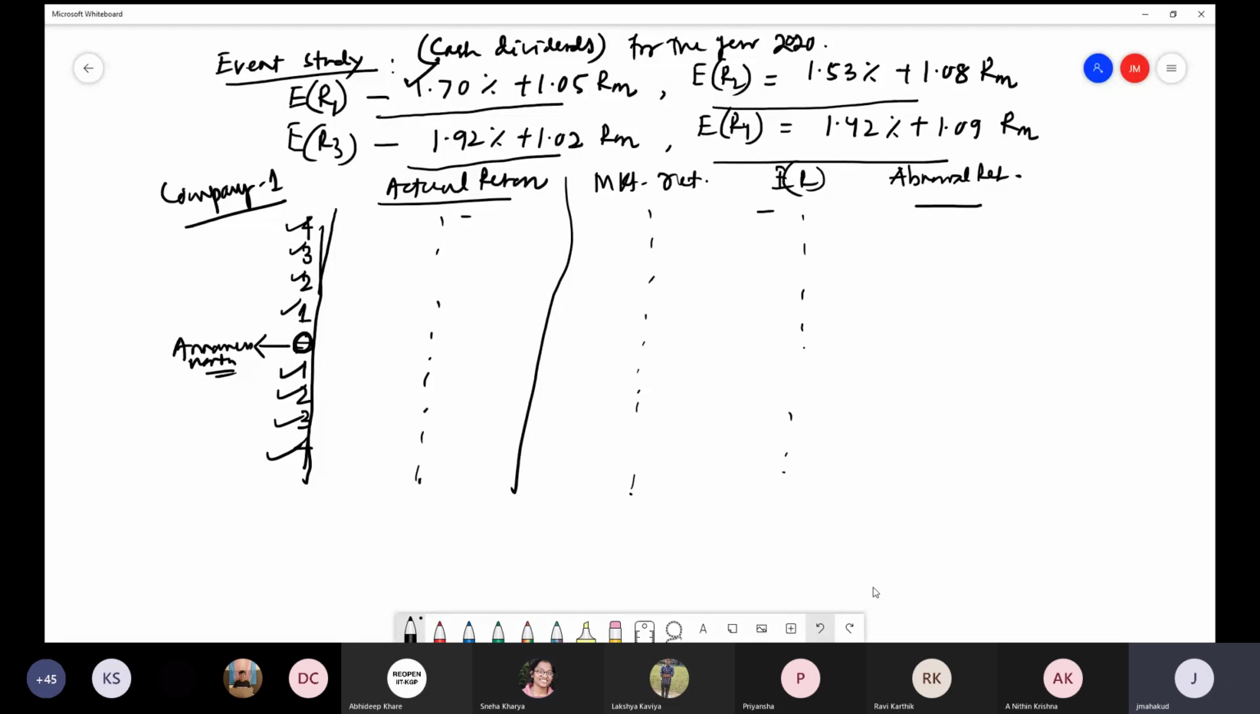So the event is the dividend announcement. In this period, the dividend was announced. So we have to collect the data for the actual return for the particular company at the announcement of the dividend date or dividend month, as well as before 4 months and after 4 months. Then we have the market data. Accordingly, we can calculate the expected return, then the abnormal return.